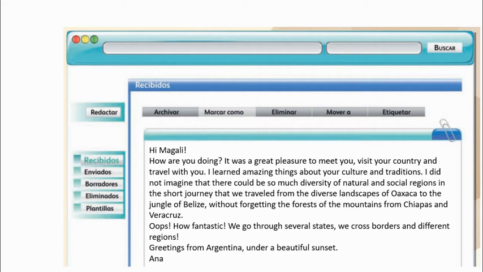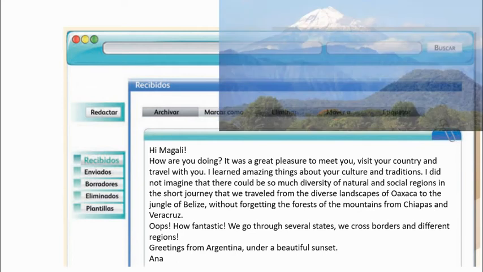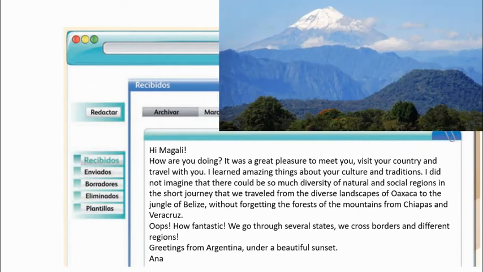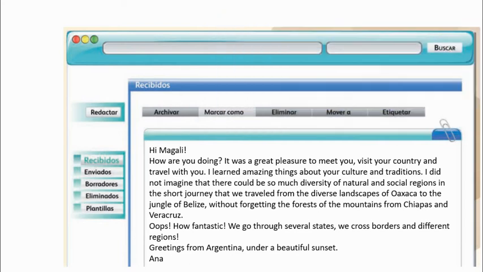I did not imagine that there could be so much diversity of natural and social regions in the short journey that we traveled from the diverse landscapes of Oaxaca to the jungle of Belize, without forgetting the forest of the mountains from Chiapas and Veracruz. Oops, how fantastic! We got through several states, we crossed borders and different regions.